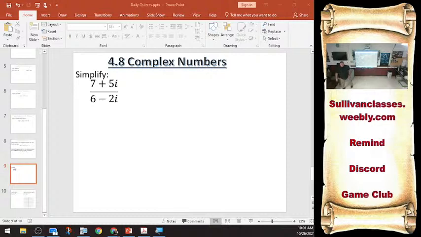Thou shalt not have a square root in the denominator. That includes imaginaries. So how am I going to get rid of that, because it's part of a whole expression? Multiply by a conjugate.